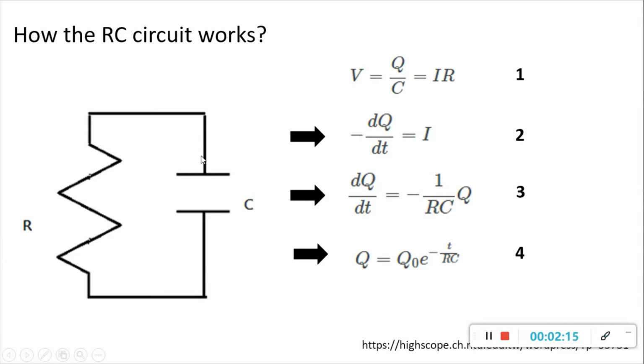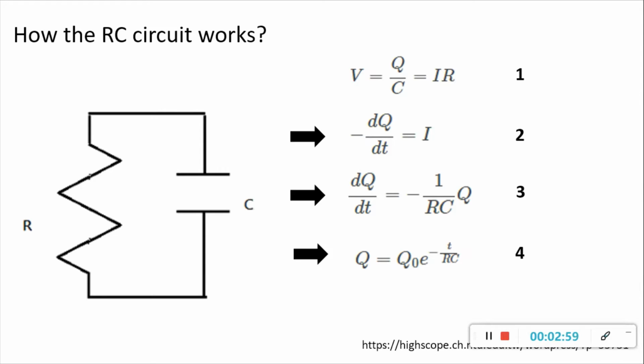So this is an RC circuit. There's a resistor and a capacitor. So how do we express this circuit in a more mathematical way? We can use KCL, and we can get the first equation. The first equation tells us that the voltage across the capacitor equals the voltage across the resistor in this circuit. So we get Q over C equals I times R.